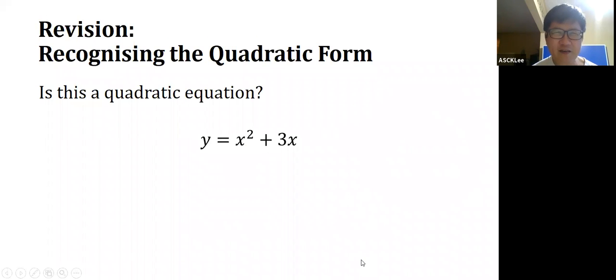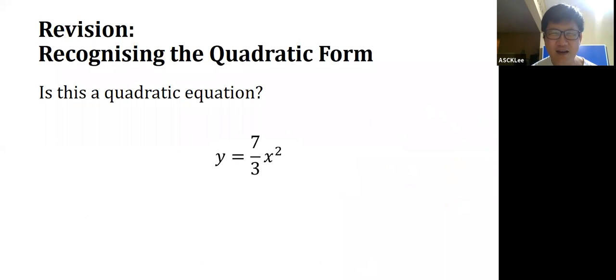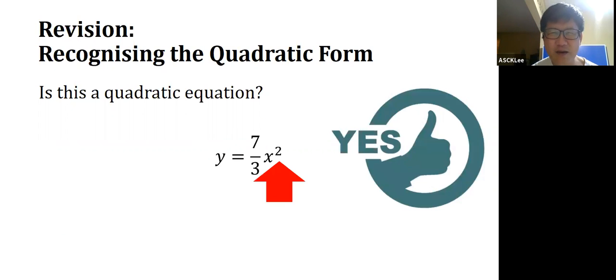Now, final one. Is this a quadratic equation? The answer should be yes, it is, because it has an x squared term there. Oh, there's another one. Is this a quadratic equation? Of course it is, again because there's an x squared term. So this is a bit of revision.